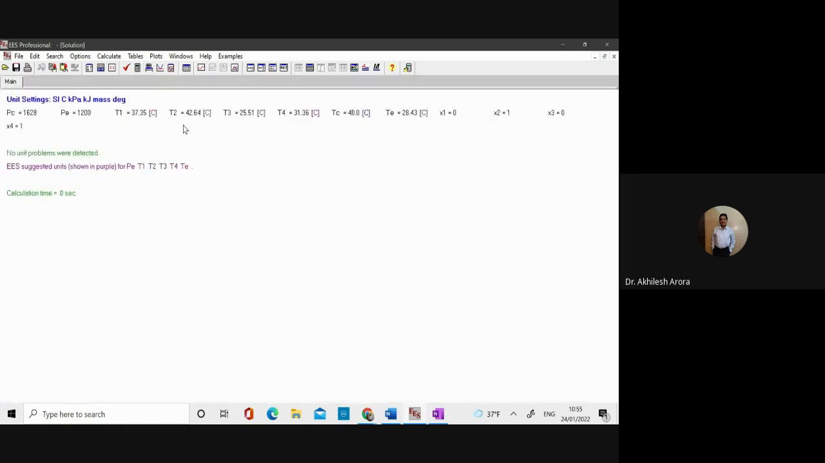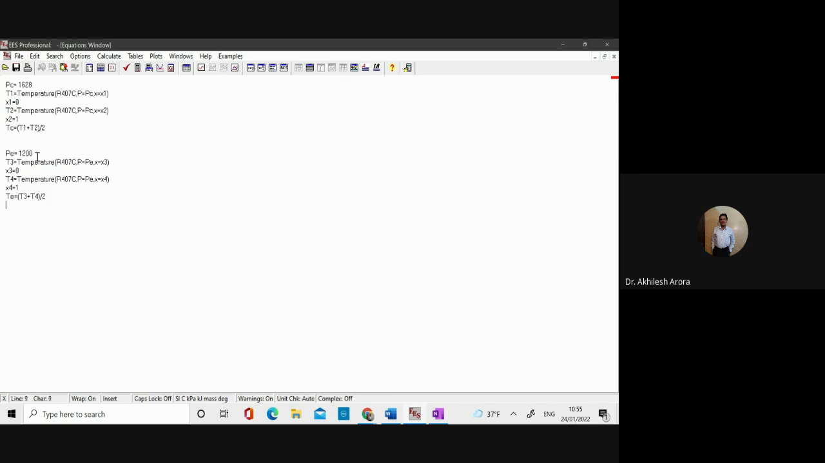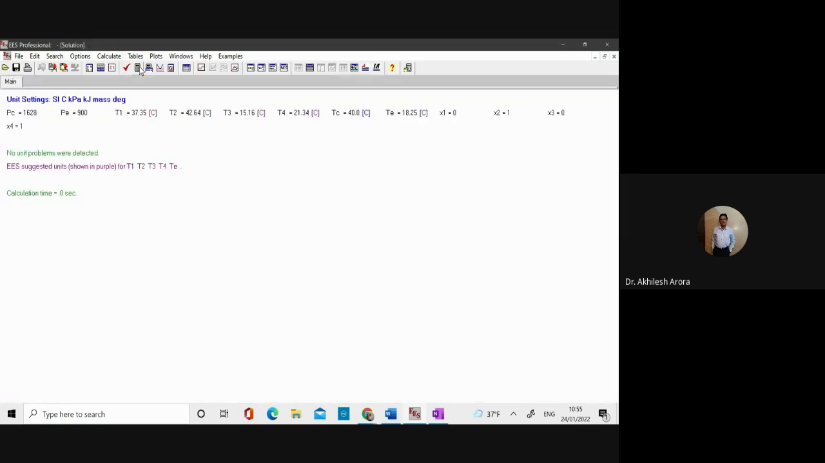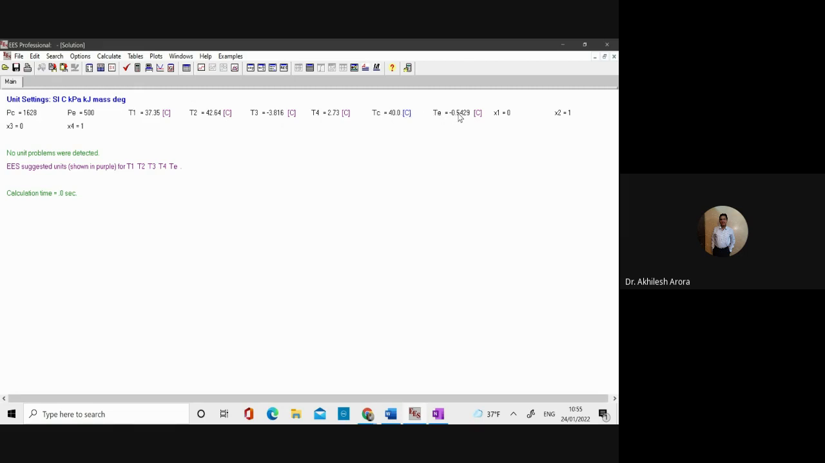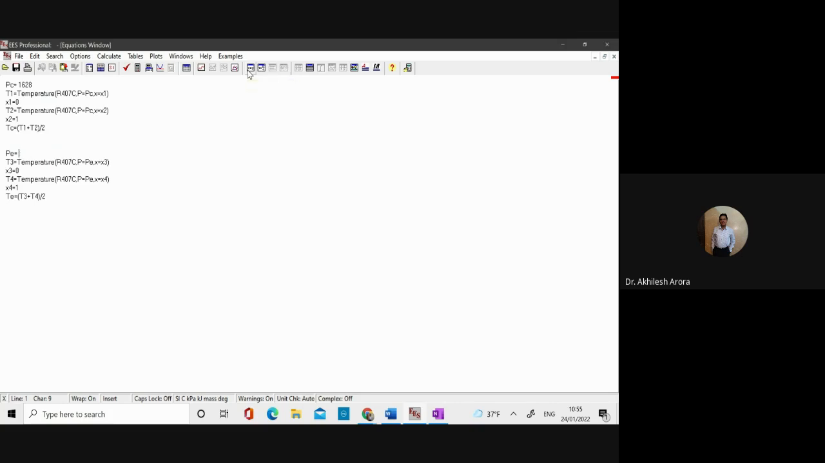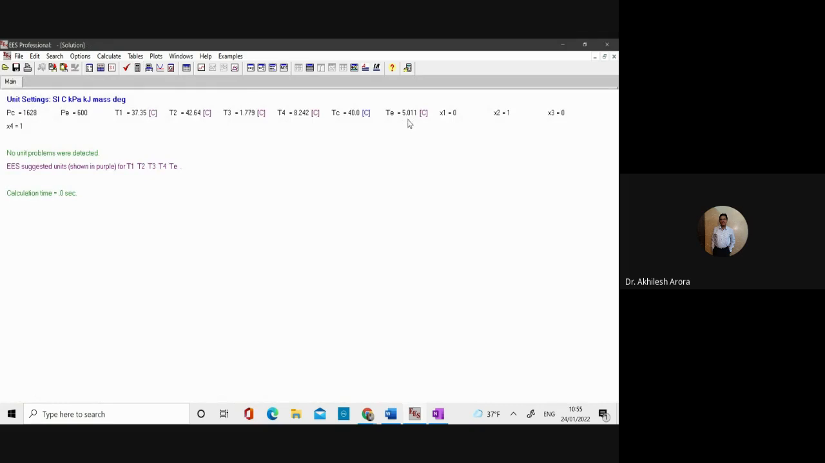Now, what is the value of TE? It is 28. So that means it is not the correct value. Let's go to say 900. Let's see, 18.25. So it's not the correct value. I want 7. Say 500. So what is the value of TE? Minus. So it has to be greater than 500. So let us go for say 600. I'm just trying. So yeah, now you can see it. It's very near to 600.